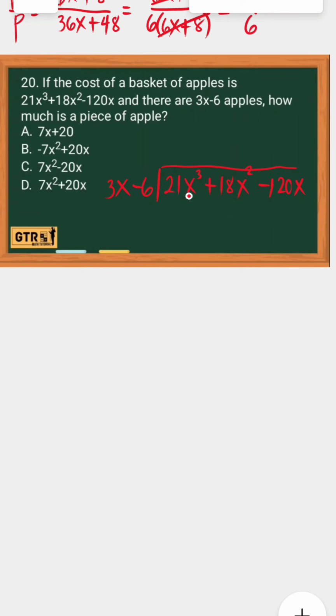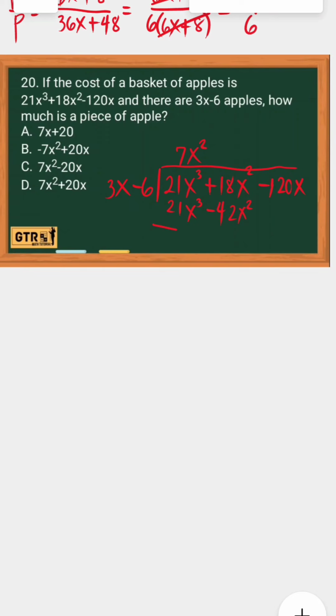So, just divide 21x cubed divided by 3x. So, divide the numbers, 21 divided by 3, so that is equal to 7. Then, x cubed divided by x, so that is equal to x squared. So, we have 7x squared. So, dalawa na lang agad sa choices natin, letter C or D. So, next, multiply 7x squared times 3x, so that is, babalik lang yan dito. We have 21x cubed. And then 7x squared times negative 6, that is equal to negative 42x squared.